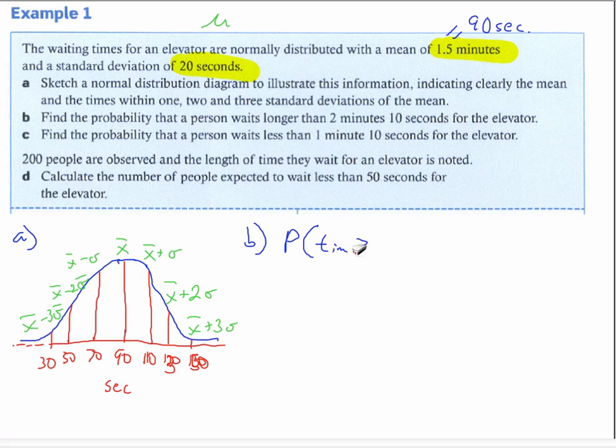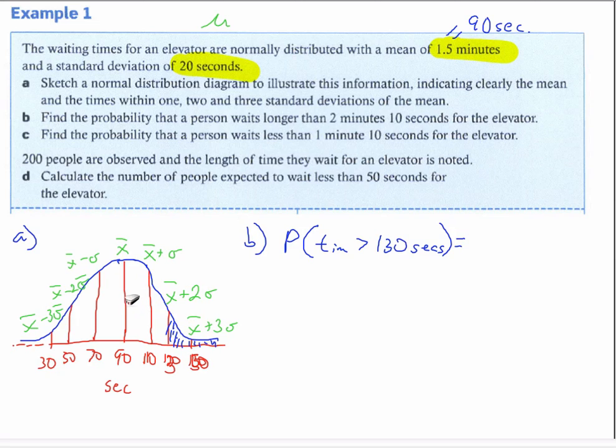Waiting time is greater than 2 minutes 10 seconds, which is 130 seconds. Alright, so we'll work that out. And if we look at our graph, longer than 2 minutes 10 seconds, or 130 seconds, we're looking at this region right here. So what's the probability in that region? Well, we can look at our normal curve and take a look at that again.